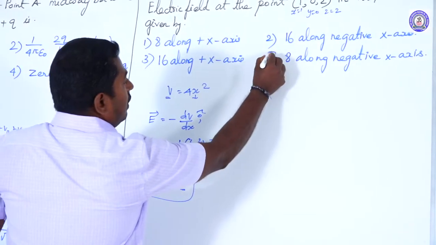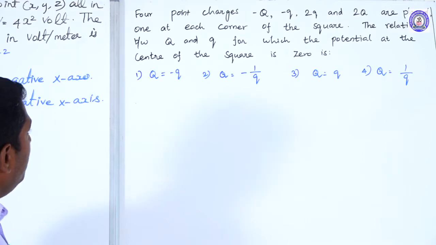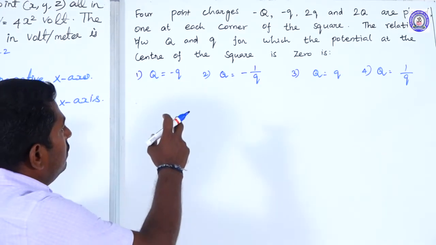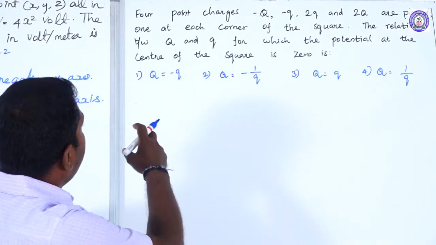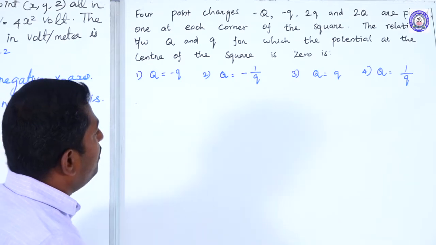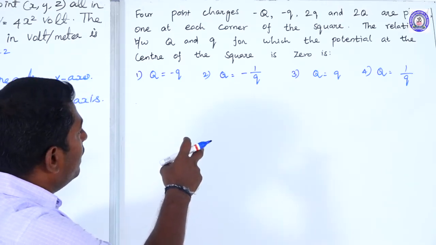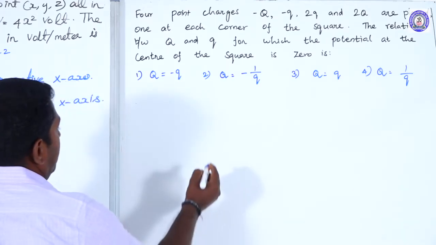8 along the negative x axis. So next problem: 4 points, minus Q, small minus q, and 2q and another 2q are placed, one at each corner of a square. Then find the relation between capital Q and small q for which the potential at the center of the square is 0. Let us consider a square.